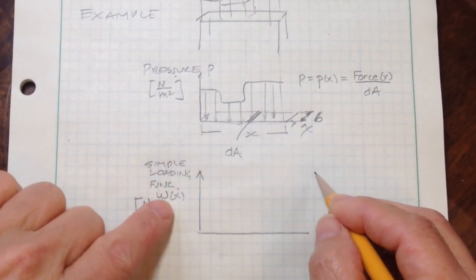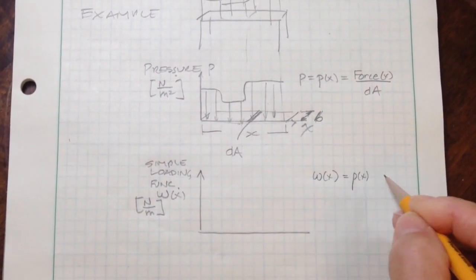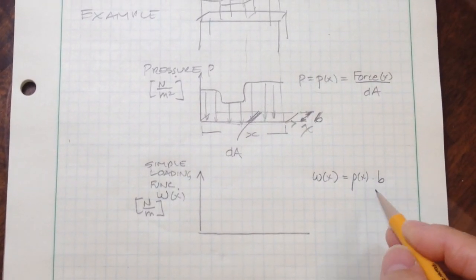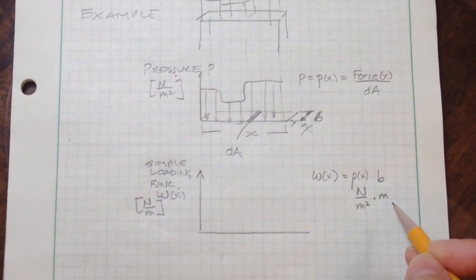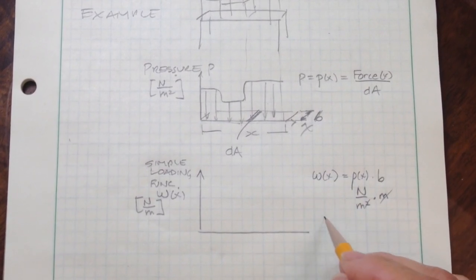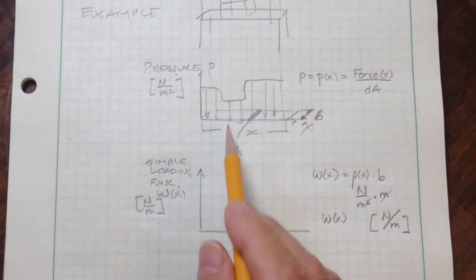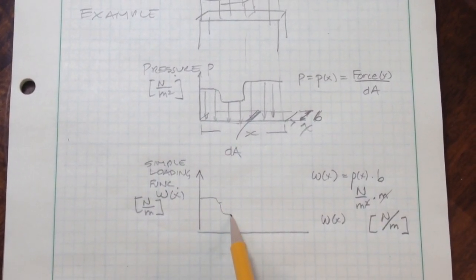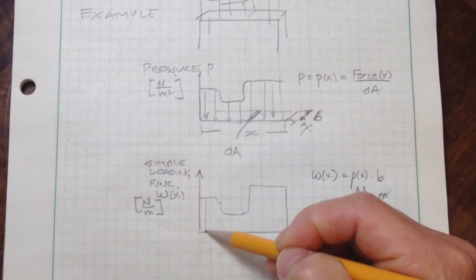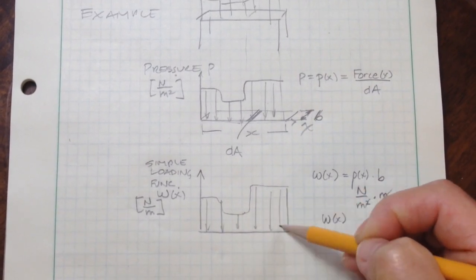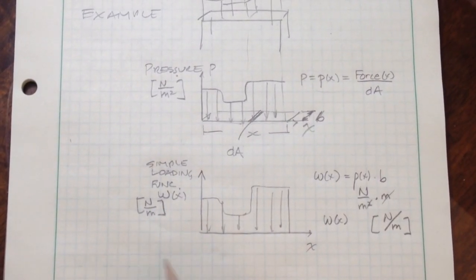So W of x will now be defined as this P of x times b. So since this was Newton per meter squared, and that is a meter in terms of units, the units for W of x would be Newton per meter. So again, that loading function would look the same as before, but the unit is now in Newton per meter.